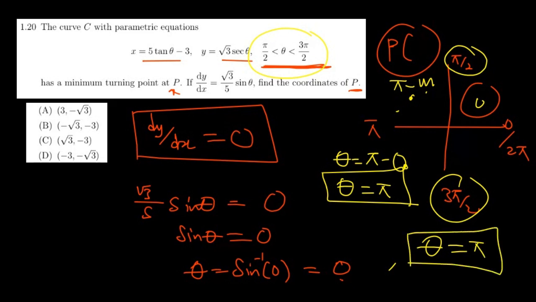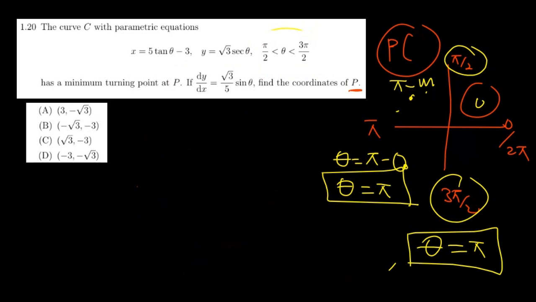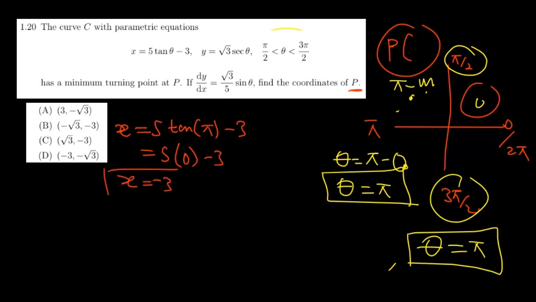Okay, so once we find our theta, we can use those equations on top there to find the x and the y coordinates. So for the x, we are going to say 5 tan pi minus 3. So what is tan pi? That is 0. So this part becomes 0 minus 3. So it means my x will just be minus 3.